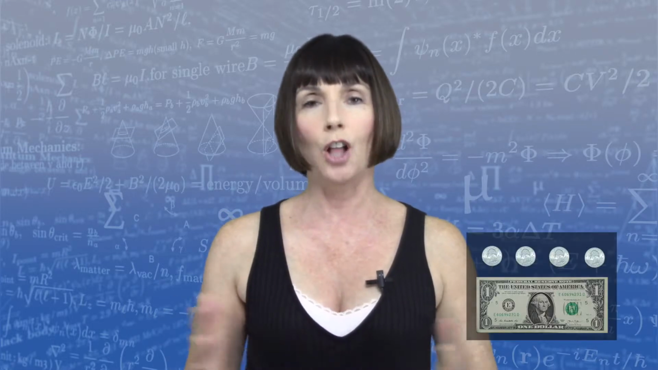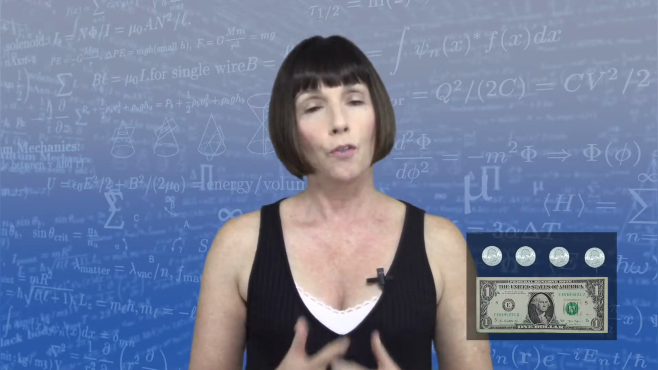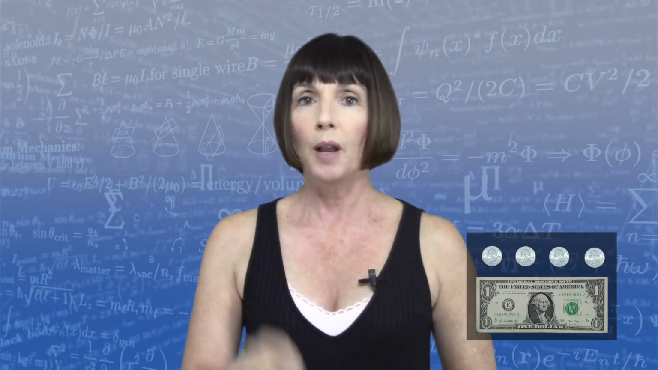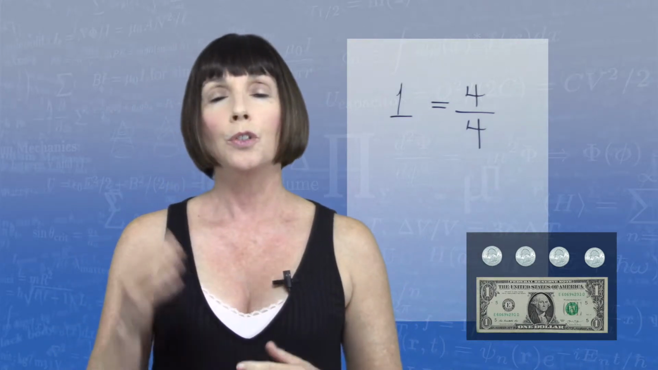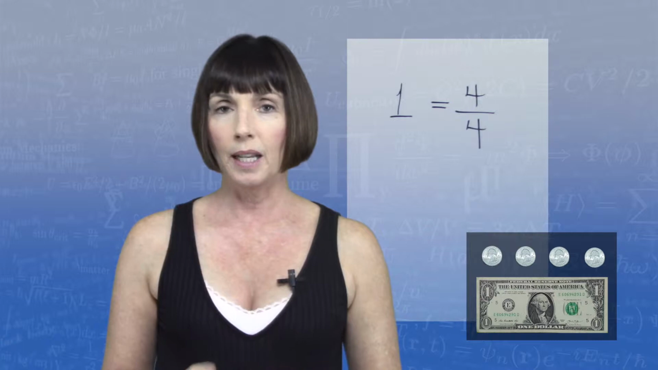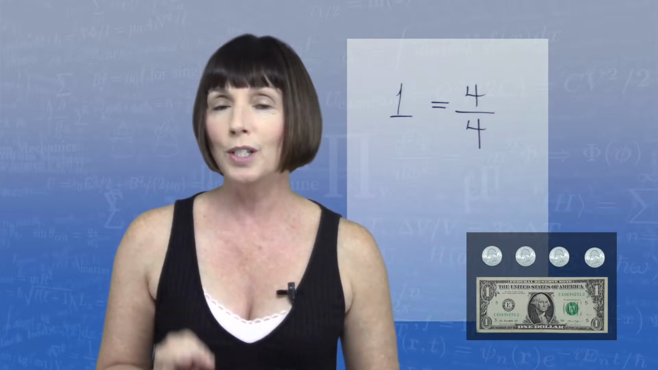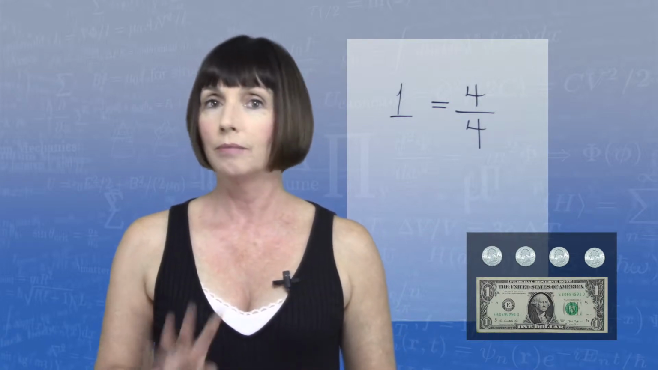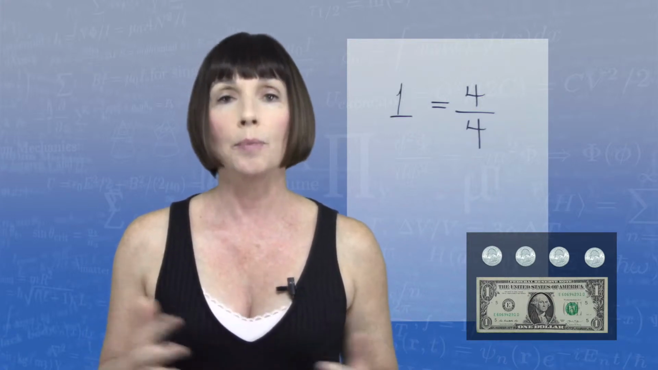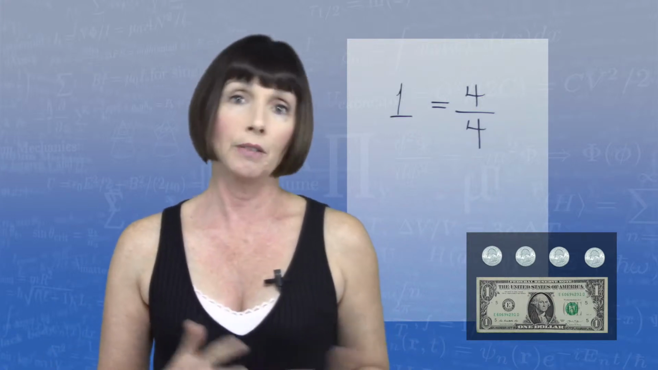Suppose I have $1 in quarters. I have 4 quarters that make up my dollar. So let's write that as a fraction. My fraction would be that my $1 is equal to 4 over 4. Now, the number on the bottom, the denominator, indicates how many quarters I need to make up my dollar, 4.